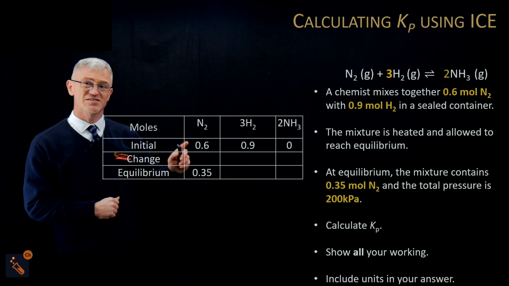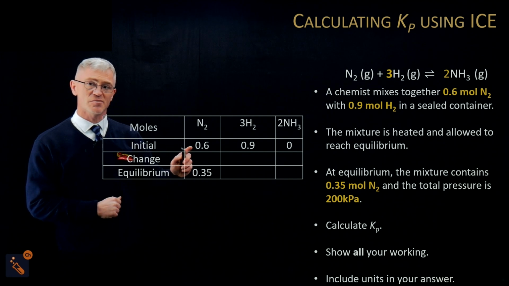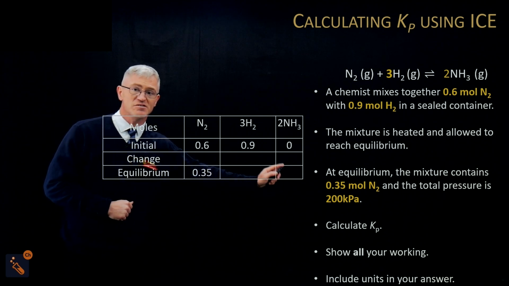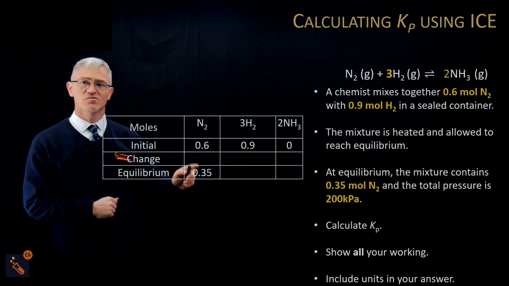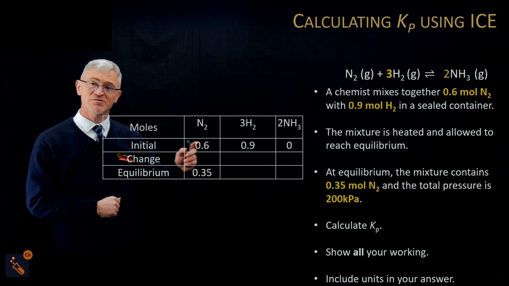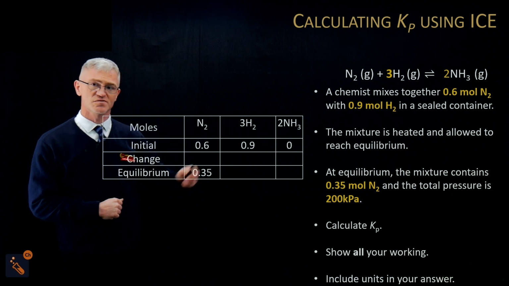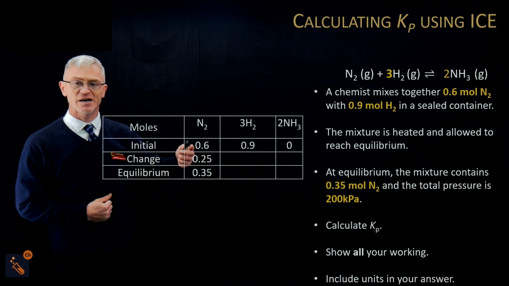So the change is the amount that's been used up. So if we have 0.35 remaining, which is from the question, it says 0.35 there, what is the difference between these two numbers? That's the amount of N2 that's been used up, essentially, because we're all talking about moles here. So this is all moles from the question. So the difference is 0.25. Now we use the balancing in the chemical equation.